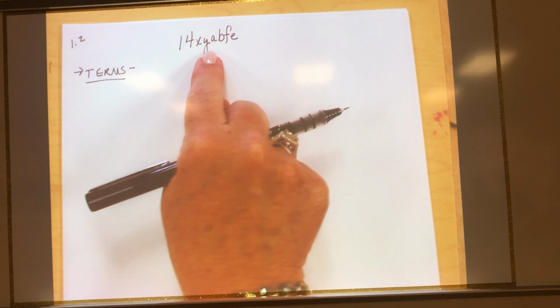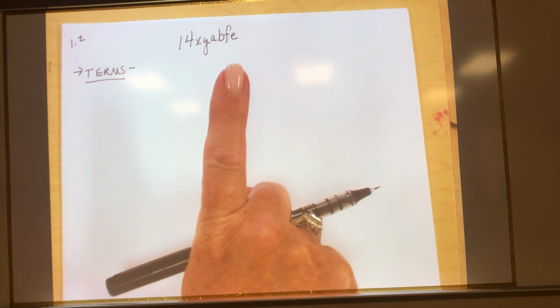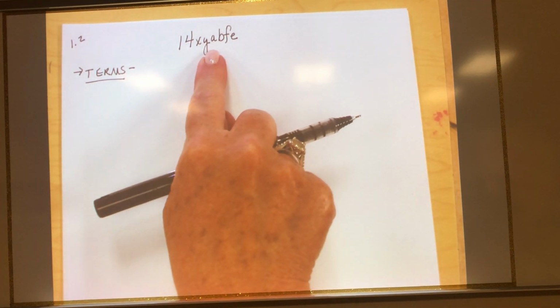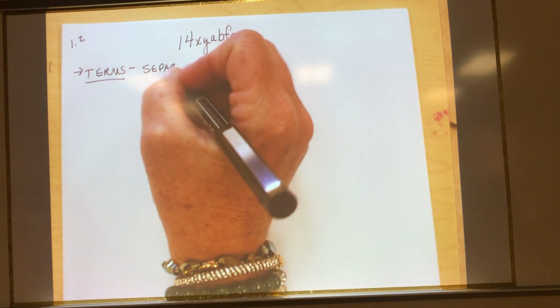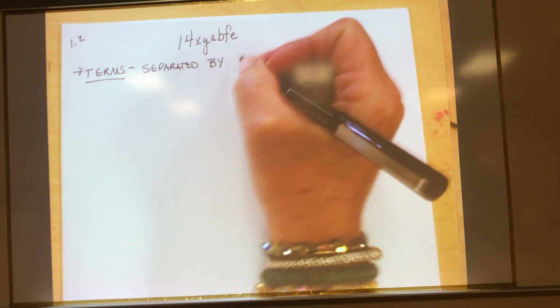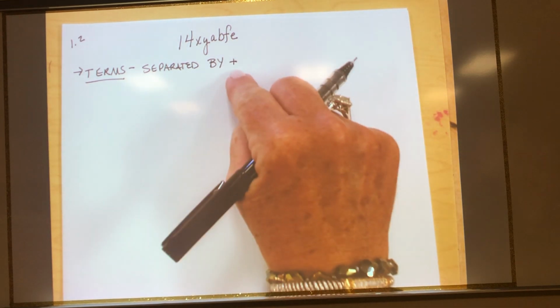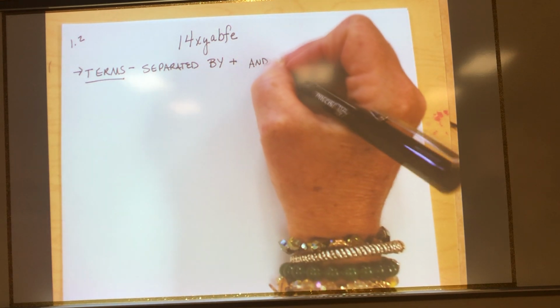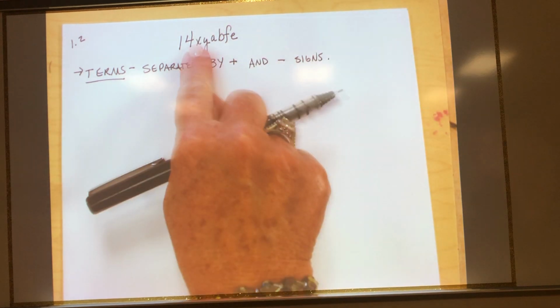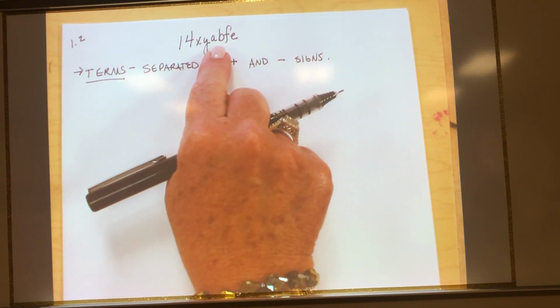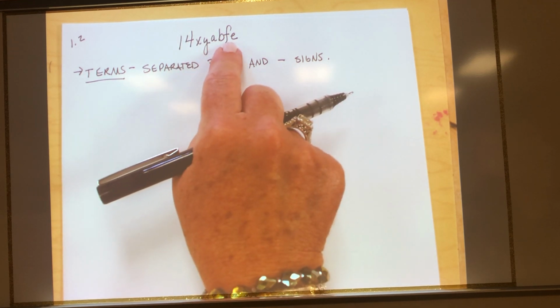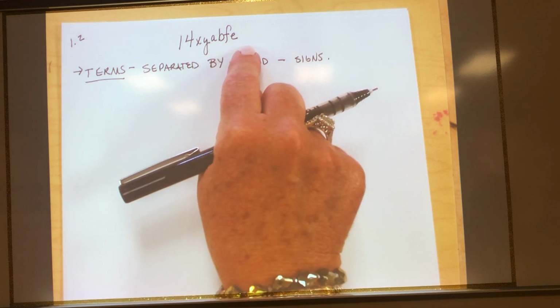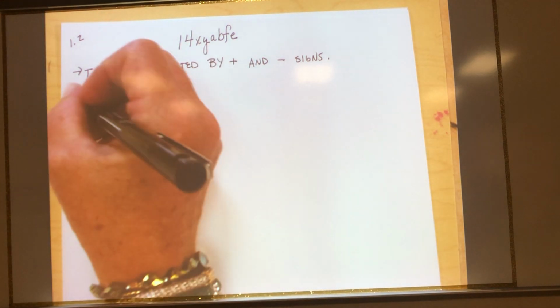Terms. Do you know what a term is? Yes. Okay. How many terms are right here? So no, you don't know what a term is. Okay, this is one term, all right? Terms are separated by what? Addition. Plus and minus signs. Do you see any plus and minus signs up here? No. It has a lot of variables, doesn't it? Okay, but it is only one term. The more letters you put on there, the more kids will think it's more than one term. Okay?